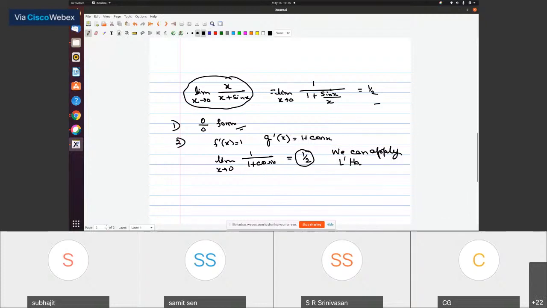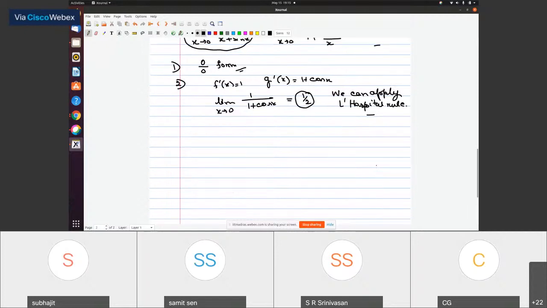Actually, I am facing some problem in limits when the form of the limit is 1 to the power infinity. Then I am facing some problem solving the limit. Sir, can you just see? Can you give me an example? Yes, I can give you one example. Okay.